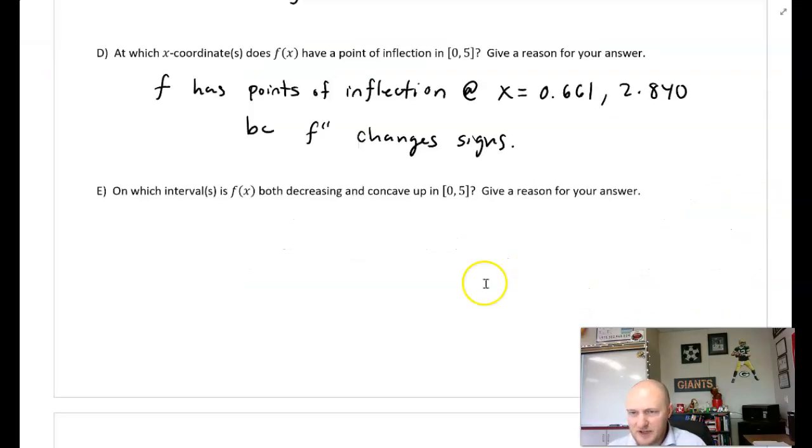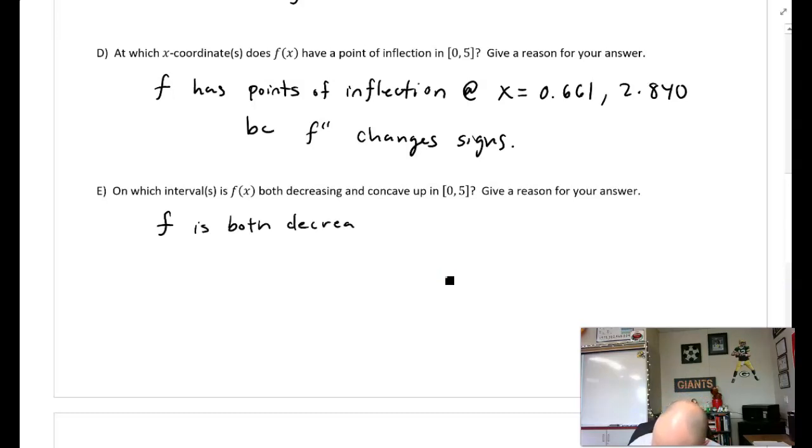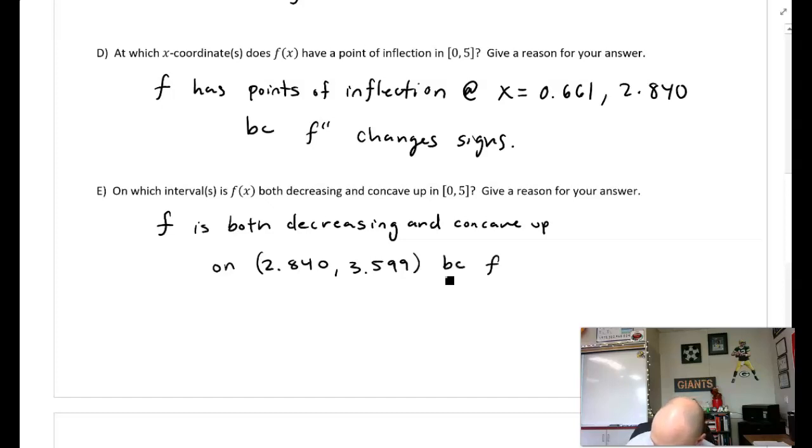It's increasing there. Okay, so we can say f is both decreasing and concave up on 2.840, comma, 3.599 because f prime is less than 0 and f double prime is greater than 0. There you have it. Pretty straightforward.